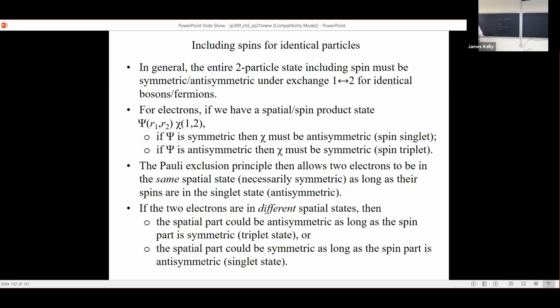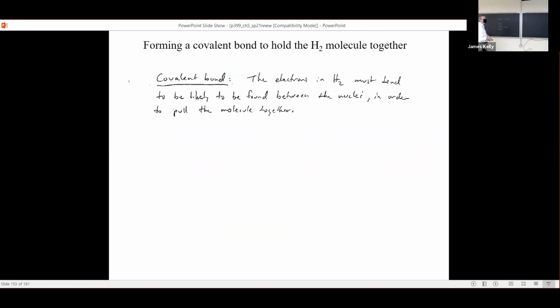If two electrons are in different spatial states, maybe one of them is in the ground state and one of them is in the first excited state, that might be something that happens in lithium or something like that, right? You've got two in the ground state, one in the first excited energy state, second energy level. You could have the spatial part be anti-symmetric as long as the spin part is symmetric, or vice versa, okay?